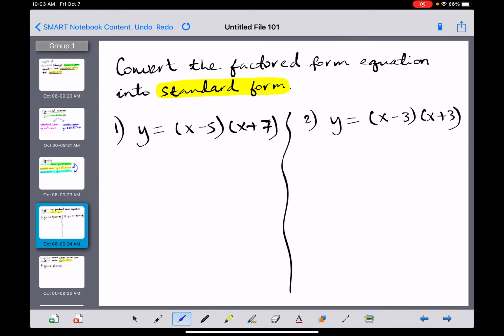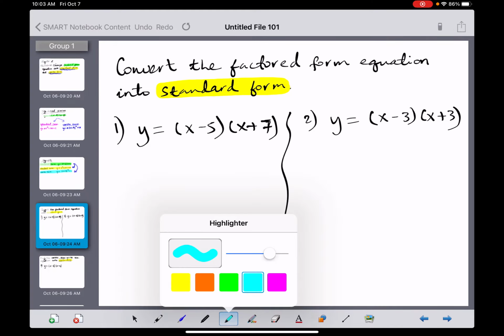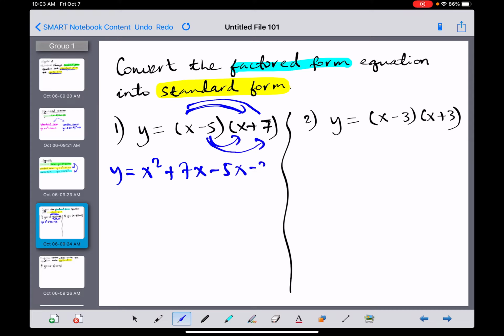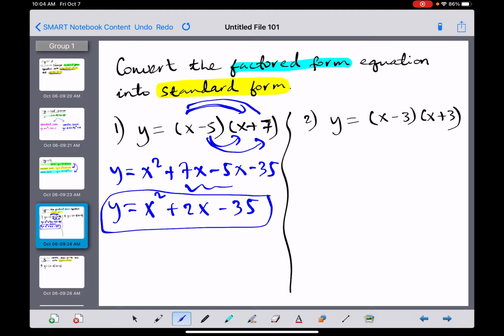So in number one here, we're going to learn how to convert from factor form into standard form. And to do that, all you have to do is multiply out the equations one term at a time. So x times x is x squared. x times 7 is 7x. Negative 5 times x is negative 5x. And negative 5 times 7 is negative 35. And then combine like terms here, you have x squared plus 2x minus 35. And that's it. That's your standard form. You are done. Okay? Let's move on to number two.